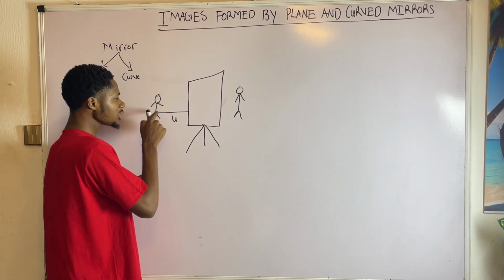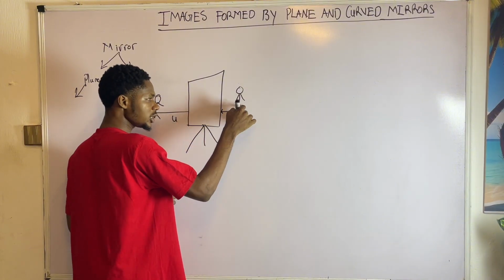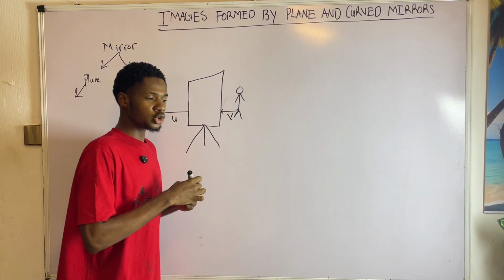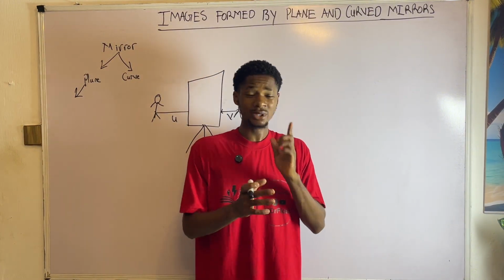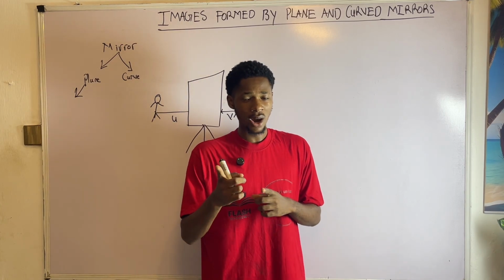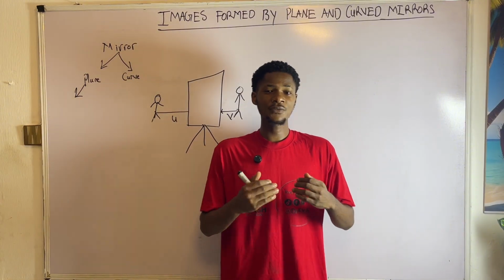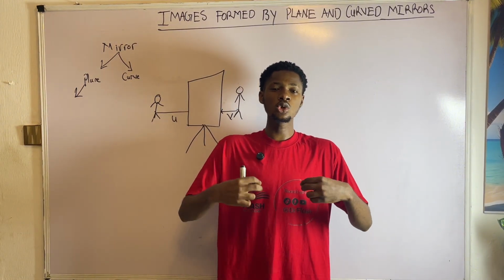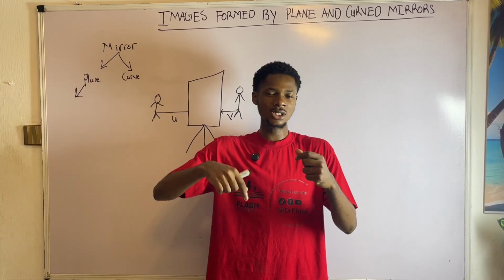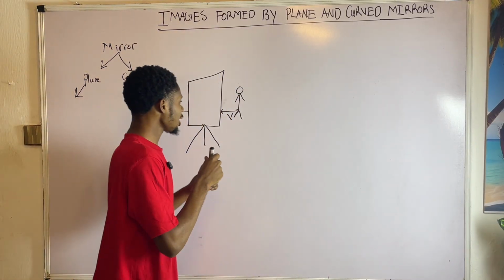You notice that the distance from the person to the mirror is the same as the distance from the image to the mirror inside of it. If you move backwards in your plane mirror, just in case you don't have a plane mirror in your house, maybe you have another kind of mirror, if you stand in front of a plane mirror, the distance between you and your plane mirror is equal to the distance between the image in the mirror and the mirror.